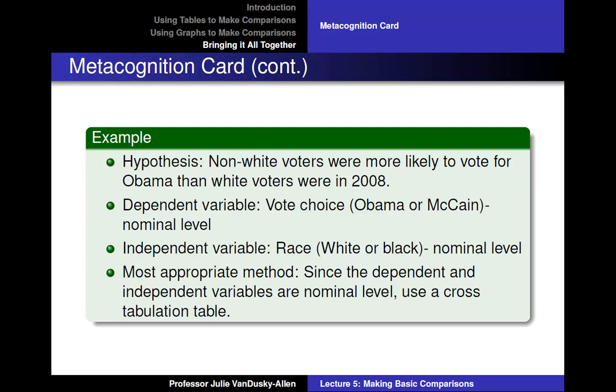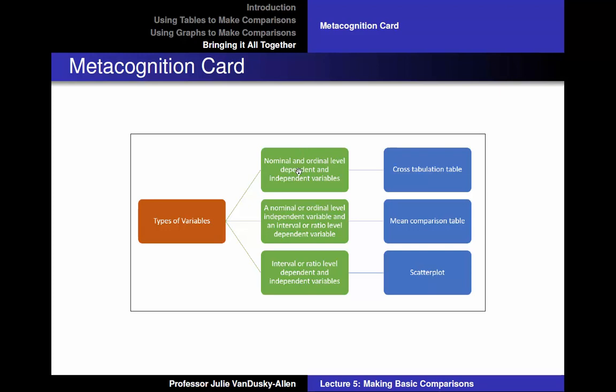Consider the following hypothesis. Non-white voters were more likely to vote for Obama than white voters were in 2008. The dependent variable is vote choice, Obama versus McCain. Since this is a categorical variable and there's no order to the data, this is a nominal level dependent variable. The independent variable is race, white or black. Since this is a categorical variable and there's no order to the data, this is a nominal level independent variable. Since the dependent and independent variables are nominal level, we should use a cross-tabulation table to analyze the relationship between race and vote choice.